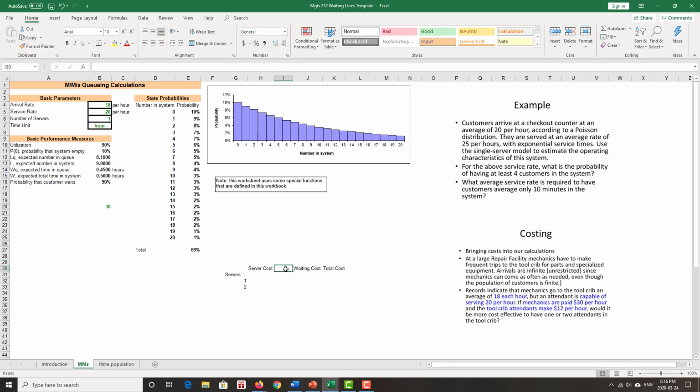Now, that missing gap. Why did I leave that missing? Well, server cost. Okay, fine. Waiting cost. So I know how many servers I have. I have one or two servers. But I don't know how many people are waiting. Right? And now we read the detailed questions.